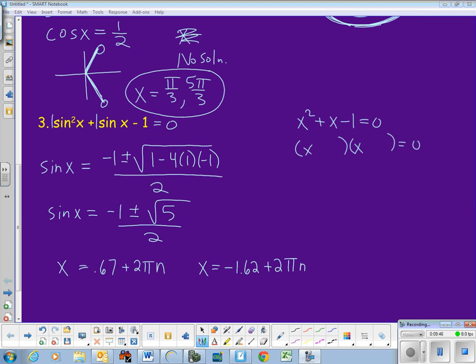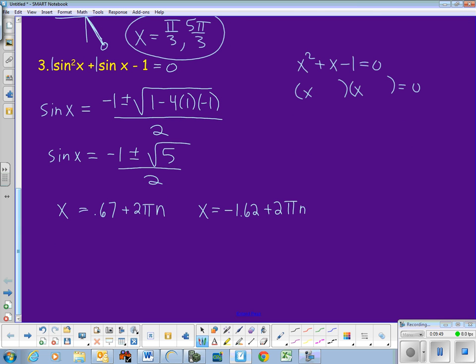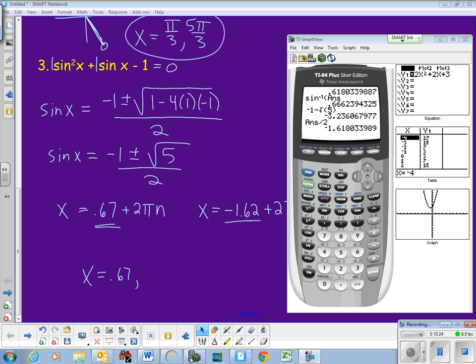And then we'll look at our directions. I'm assuming the directions say we're in radians. Let's assume that the question was your domain is radians from 0 to 2 pi. Well, here's one answer, 0.67. If I add 2 pi or subtract 2 pi from that number, I'm outside of the domain. Over here, negative 1.62 is not in the domain, so I need to add 2 pi to that value, and it ends up being 2.475.